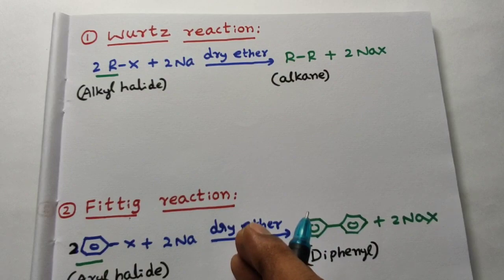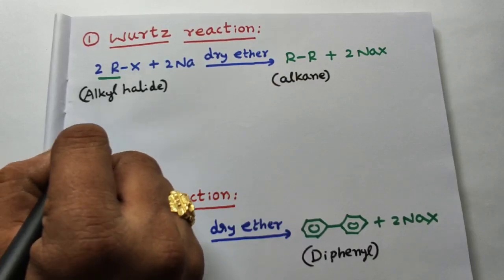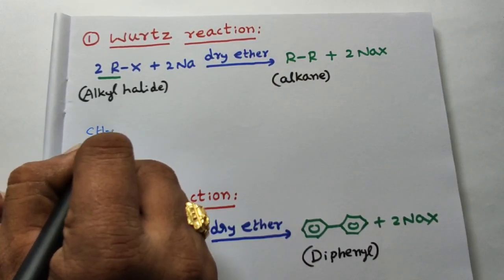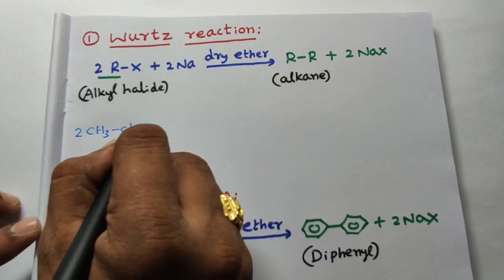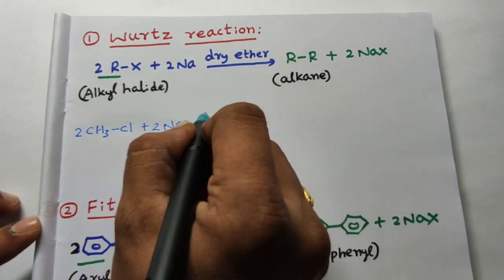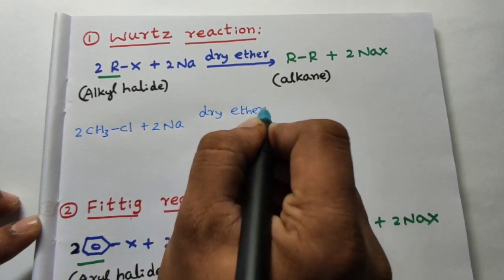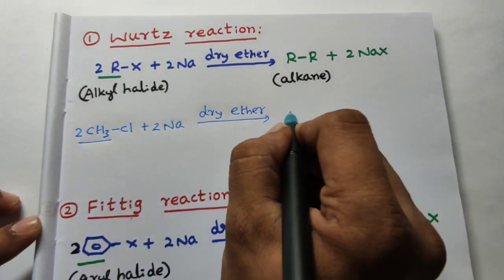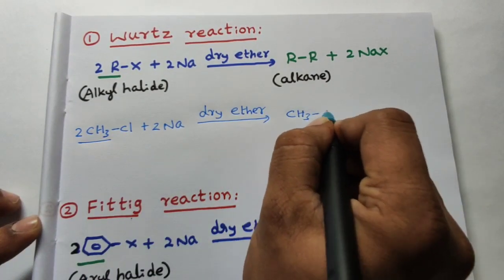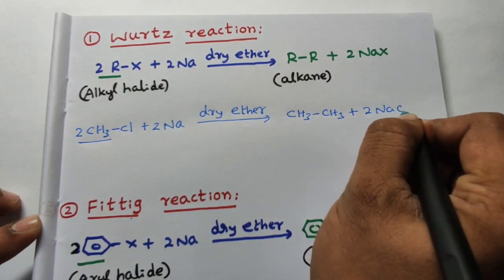Let us write examples for all three named reactions. First, Wurtz reaction example, look at this. CH3Cl, methyl chloride. 2 moles of methyl chloride react with 2 moles of sodium in presence of dry ether, to give 2 methyl groups joined together, right? So CH3CH3, ethane will form. What is the remaining? 2 moles of sodium chloride.